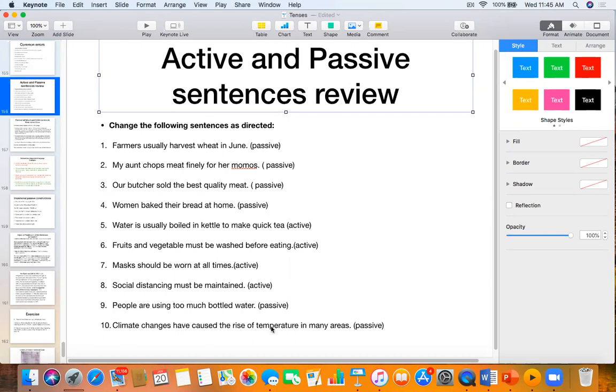Because it's coming after temperature. Temperature, or while this is singular. So has. All right, has been caused. Okay, third person singular, has been caused. All right. So that is the third. Perfect tenses.